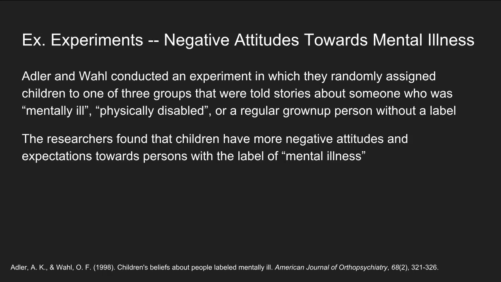An example of an experiment was a study by Adler and Wall, in which they wanted to really understand how children respond to stories about people who have a mental illness. And in this experiment, children were randomly assigned to one of three groups, and they were told stories about someone who was either mentally ill, physically disabled, or a regular grown-up adult without a specific label. So they just manipulated the description of that person, and they found that children had more negative attitudes and expectations when the stories included that label of a mental illness.